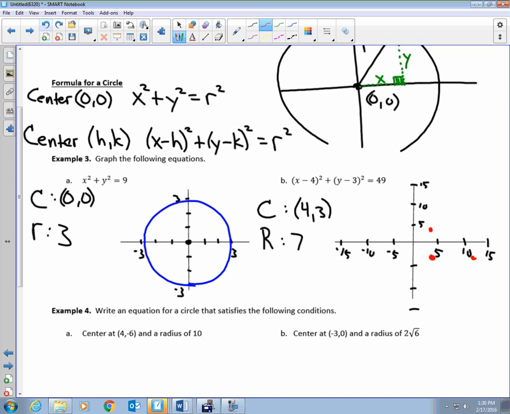Oh, whoops. Thank you. Okay. Over 4 and up 3. My bad. Not negative. Go over to 11. Go up 7, 10. Back to -3. Down to -4. Doesn't have to be exact, but should look reasonable.